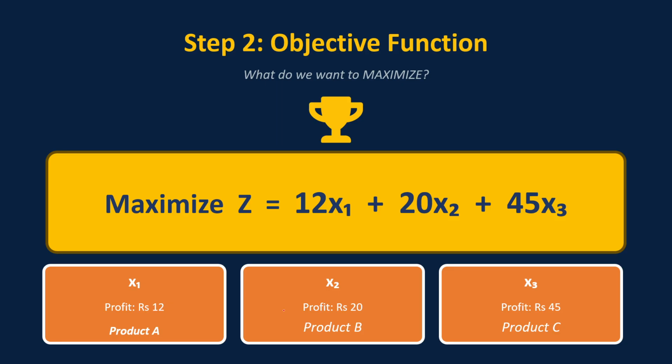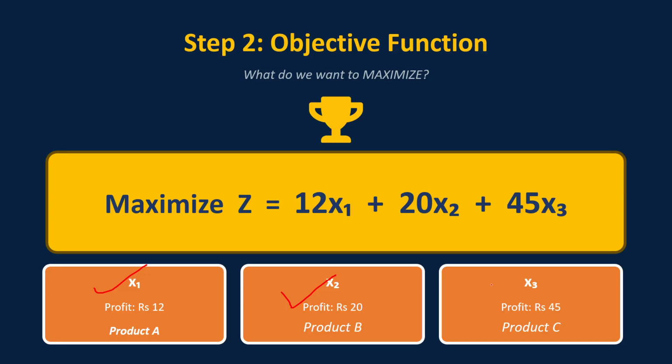Now let's look at the profits. Product A is giving you a profit of rupees 12. That means if you are selling 1 unit of product A, it is giving you rupees 12 as a profit. And if you are selling 1 unit of product B, you are getting rupees 20. And for product C, the profit is rupees 45.